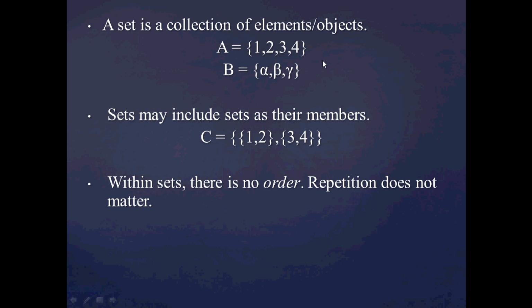Within sets, another thing to point out is that there's no order within sets, and that repetition does not matter as well. So if I have the set, let's call it D, being {1, 2, 3}, and the set E, let's say {3, 2, 1, 1, 1}, then it turns out these are the same set. Because, remember, order doesn't matter. So {1, 2, 3} is the same thing as saying {3, 2, 1}. And repetition doesn't matter too. So {3, 2, 1, 1, 1} is the same thing as {3, 2, 1}, which is also the same thing as {1, 2, 3}. So we're going to say that these two sets, D and E, are the same set.